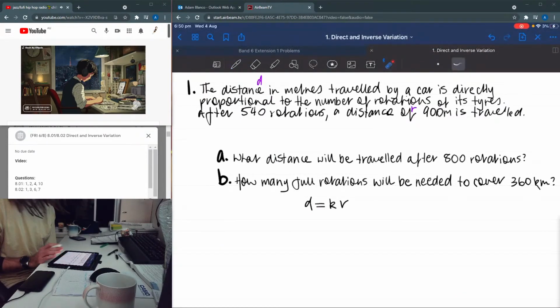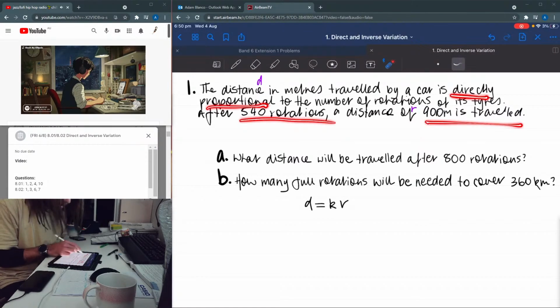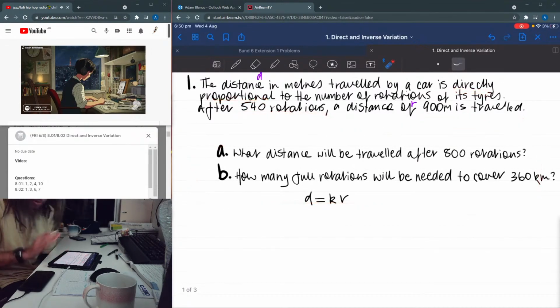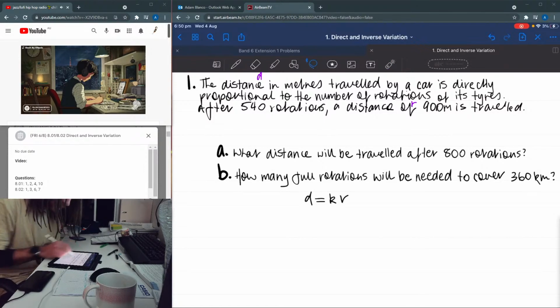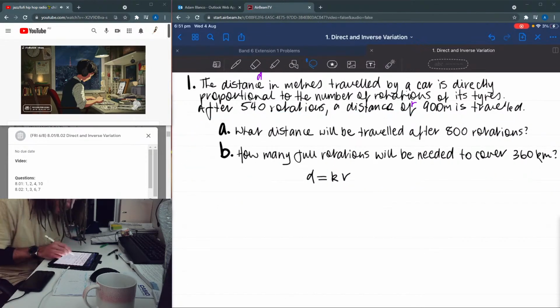Okay, so these questions always are the same. They'll say it's directly proportional, then they'll give you two values for each, then they'll ask you a bunch of questions. Every single time, it's always the same structure. So what you're going to do first is write down what you want your equation to look like. So what I want my equation to look like is d equals, I just want it to look like this thing here.